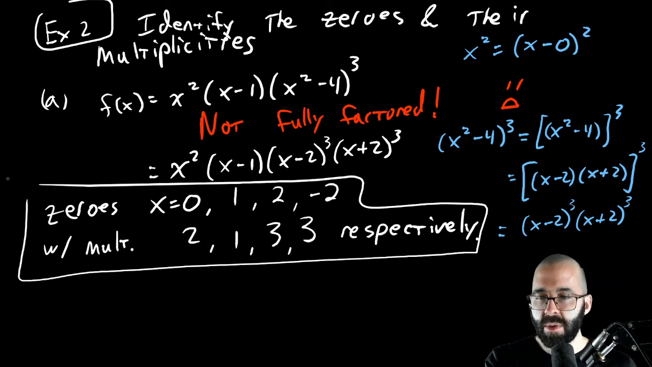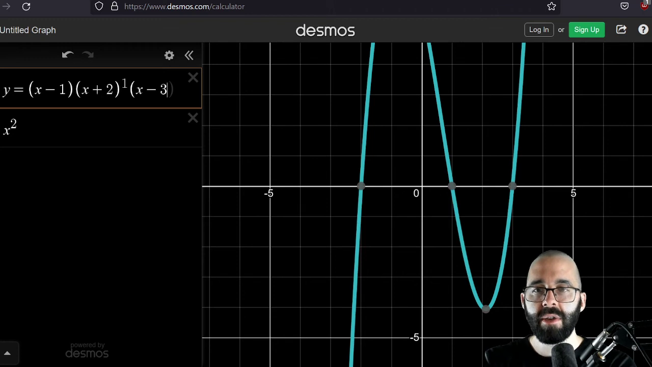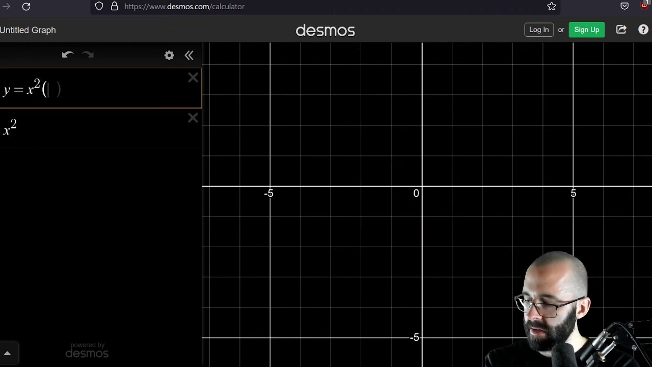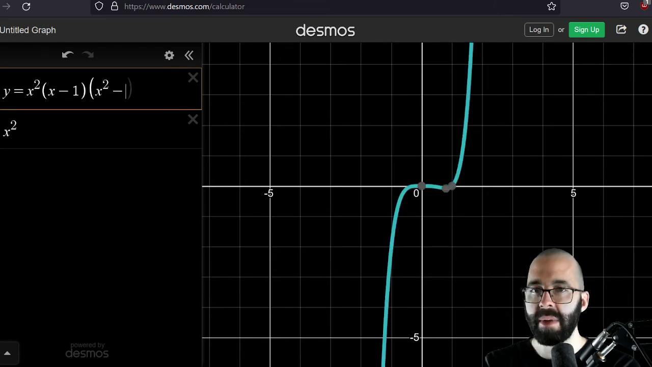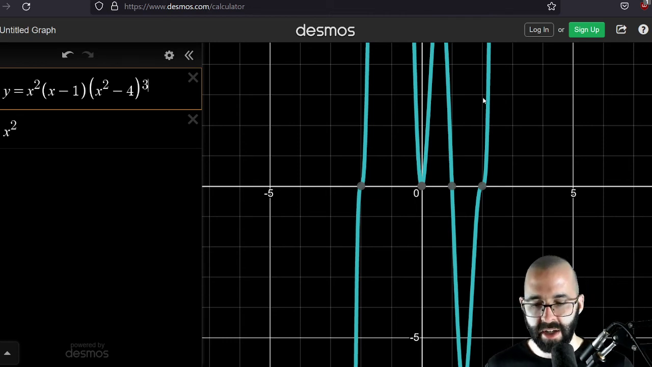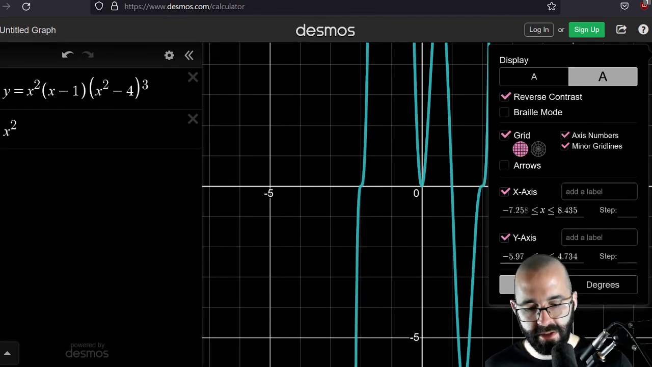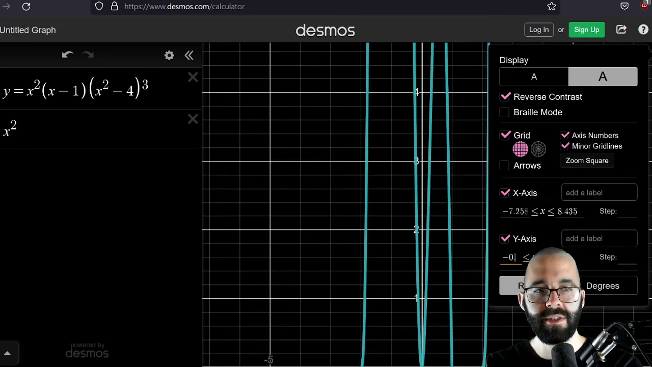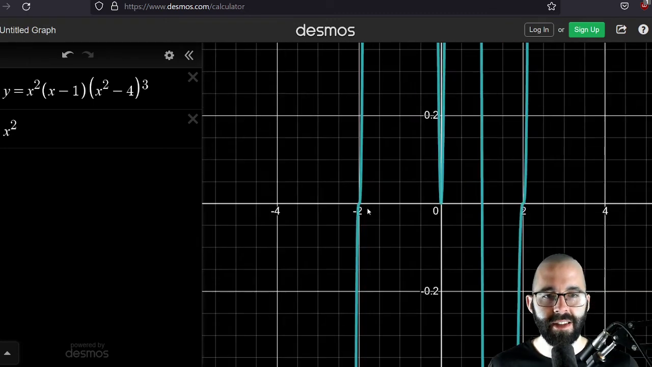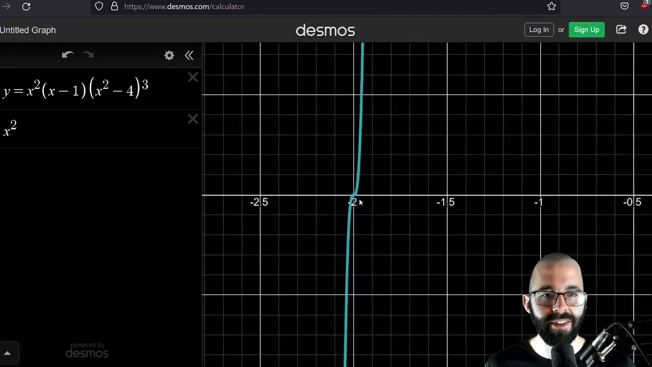And we should be able to see this graphically. If I graphed this function, we had x squared times x minus 1 times x squared minus 4 cubed. Again, let's zoom in on the y-axis. Let's look from like negative 0.5 to 0.5. All right, that didn't really make anything better. We could zoom in and we could see that hopefully it behaves the way we want it to behave.